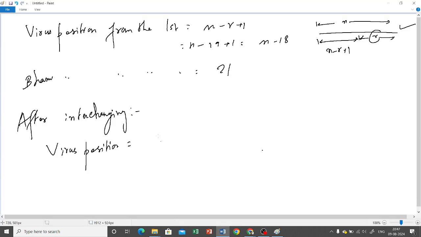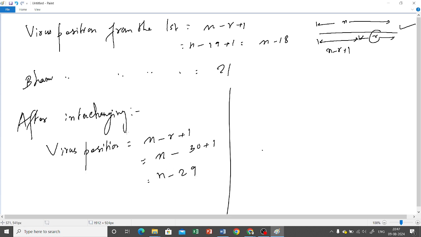30th from the right. So 30th from the right means n minus r plus 1 again. Right means from the back. I will not work with any rank from the back, I will work with the rank from the first, and for that I need to do n minus r plus 1. So n minus 30 plus 1, that is n minus 29.